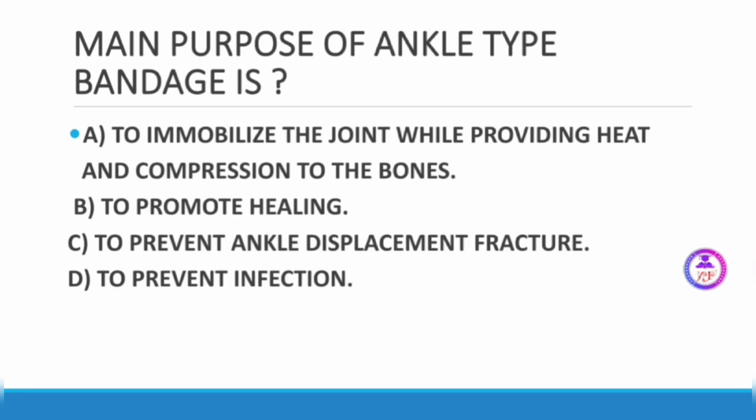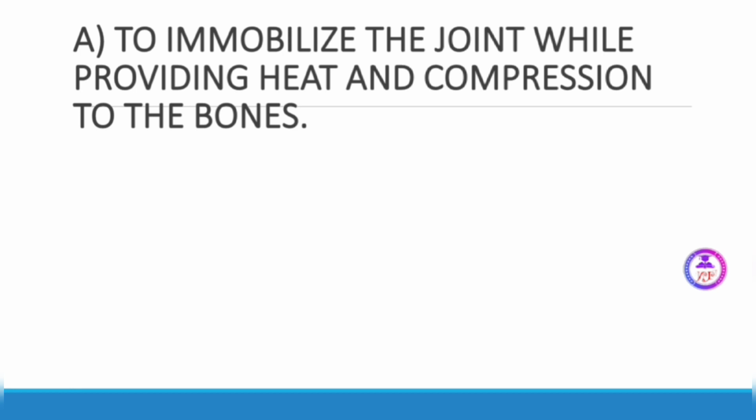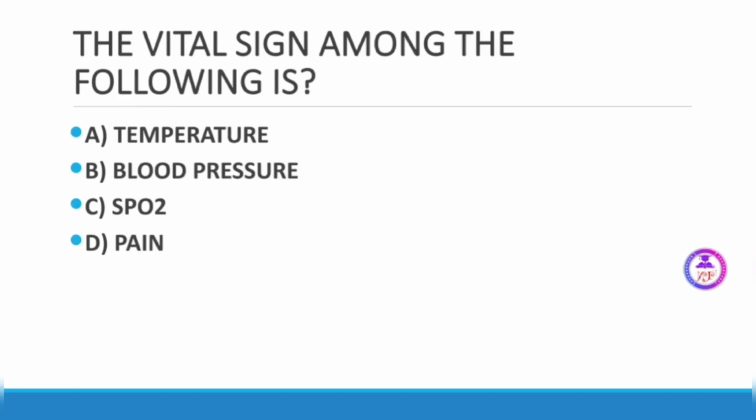Main purpose of ankle tie bandage is to immobilize the joint while providing heat and compression to the bones, to promote healing, to prevent ankle displacement fracture, and to prevent infection. See, ankle tie bandage is actually used to immobilize the joint while providing heat and compression to the bone.